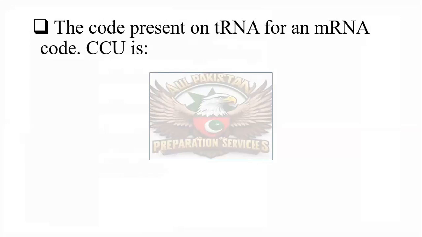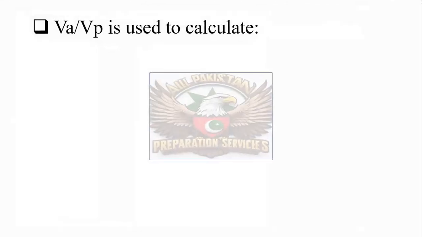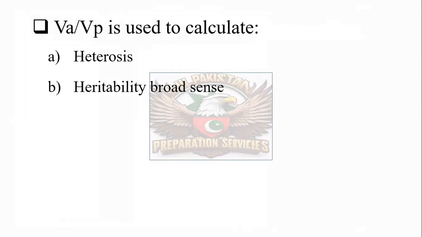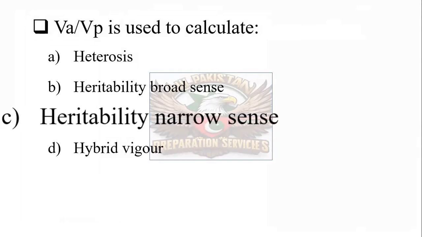Our next question is that the code present on transfer RNA for a messenger RNA code CCU is GGT, GGA, CCU, or GGU, and the correct answer is GGA. VA over VP is used to calculate heterosis, heritability broad sense, heritability narrow sense, or hybrid weaker. And the correct one is heritability narrow sense. VA over VP is used to calculate heritability narrow sense.